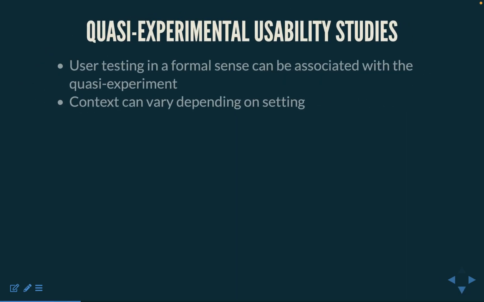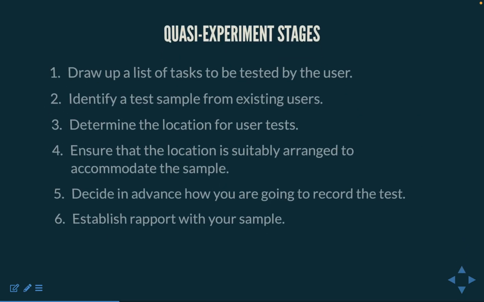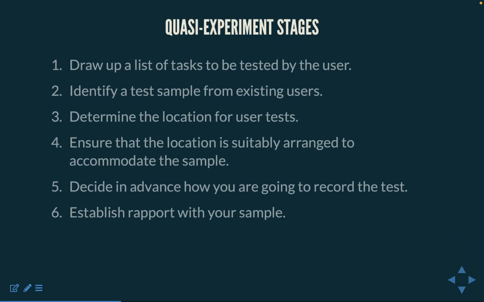User testing, in this more formal sense, can be more easily associated with the quasi-experiment, where behavior is watched and recorded and analyzed in a structured context. This context can vary from a sample group of users being asked to perform a set of predetermined tasks on a system in their natural setting to a sample group being invited into a laboratory to be watched and often recorded performing the tasks set by the evaluator. These tests usually involve the following stages, although not all will be used in every user test.